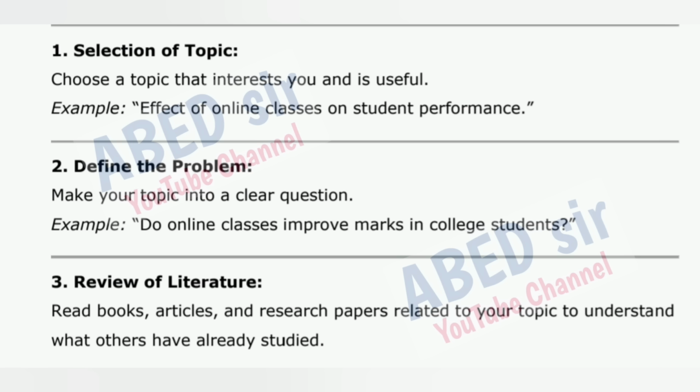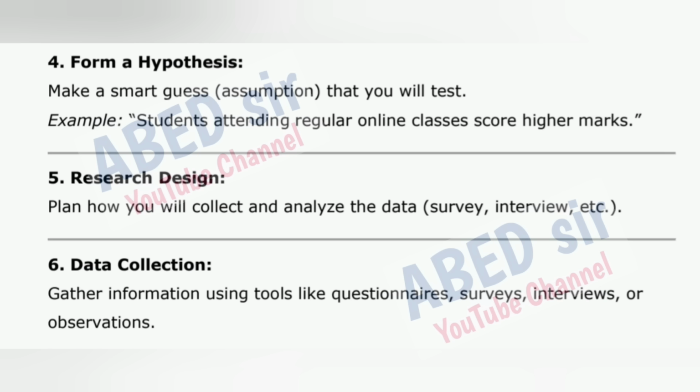3. Review of literature. Read books, articles, and research papers related to your topic to understand what others have already studied. 4. Form a hypothesis. Make a smart guess, an assumption that you will test. Example: students attending regular online classes score higher marks.